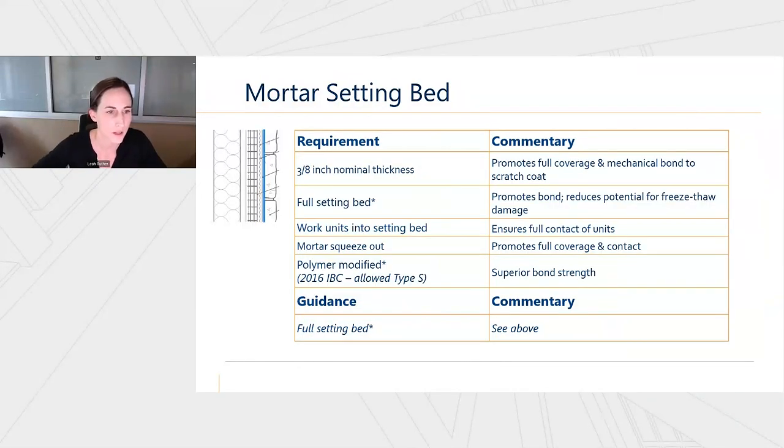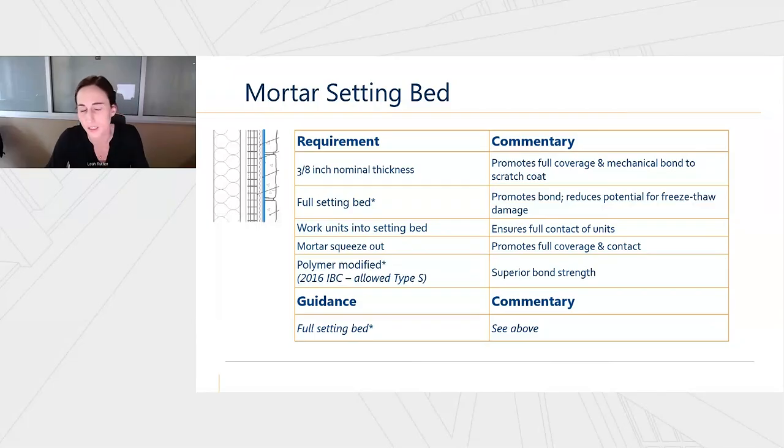Moving into mortar setting bed, 3/8 inch nominal thickness is a requirement for the setting bed. Again, that promotes full coverage and mechanical bond to the scratch coat. The next three items kind of go hand in hand, and that's full setting bed, working these units into the setting bed, and mortar squeeze out. Full setting bed means the entire backside of that unit should have full coverage of mortar. This promotes bond, and then working the unit into the setting bed ensures full contact. So what we're really trying to eliminate is potential for voids behind the units that can reduce the bond strength and also may reduce potential for freeze-thaw damage.